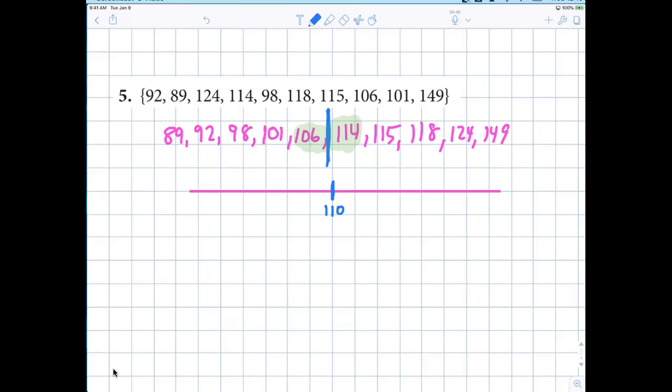Now, what's the median of the first half of the data? 98. Okay, that's better. So now we're going to make a mark over here and put 98 down. And then what's the median for the other data? 118. Now you make your box.